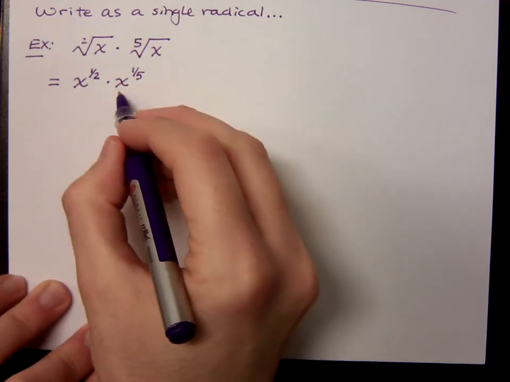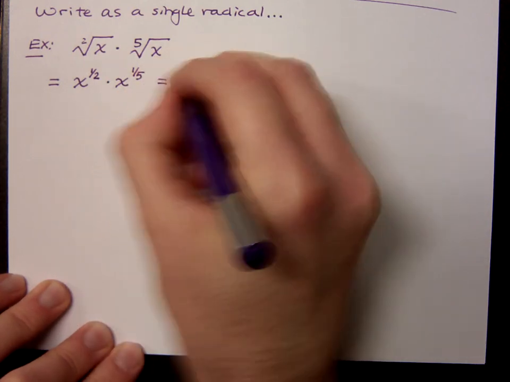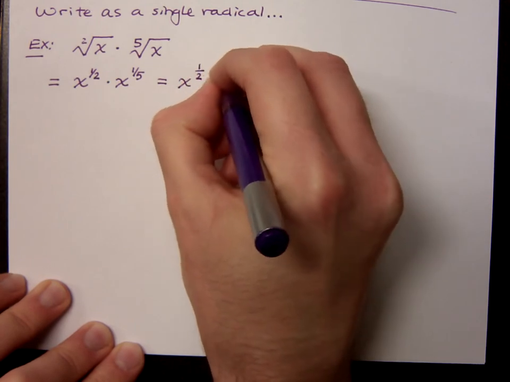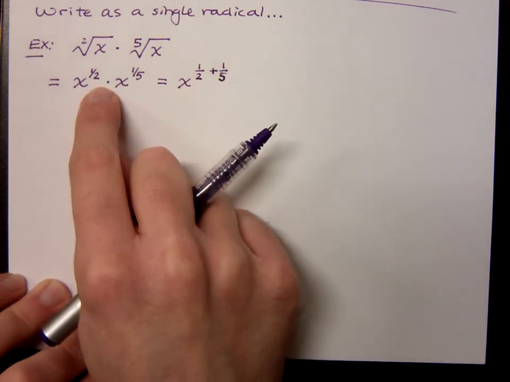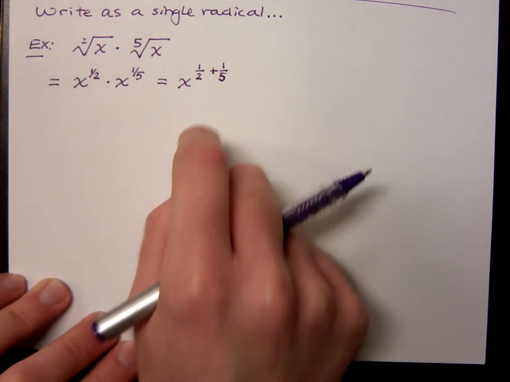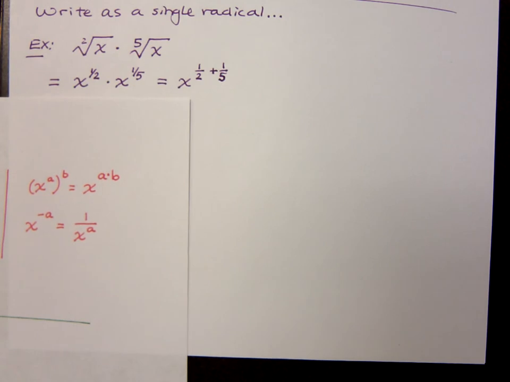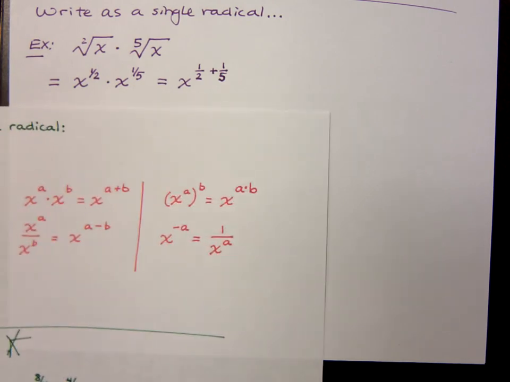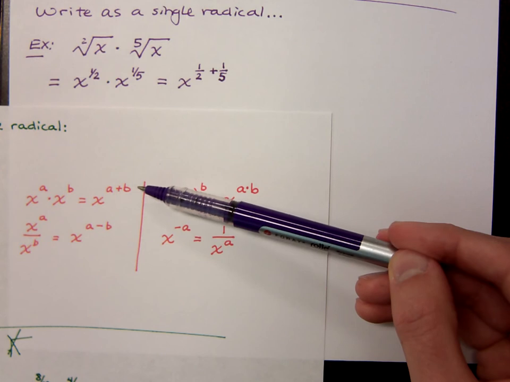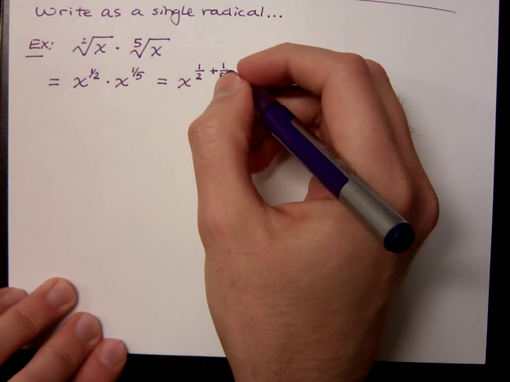These guys have the same base, so what do you do with exponents? You're going to add them. So that means I have x to the 1/2 plus 1/5. Please make sure that you write this correctly. We are not adding the x's. We're adding their exponents. That's the property that we had just seen here. Right here, when I multiply, I add the exponents. This is a property that we've already done. Right? So, I've got to add these fractions.